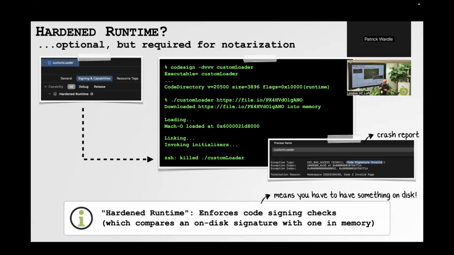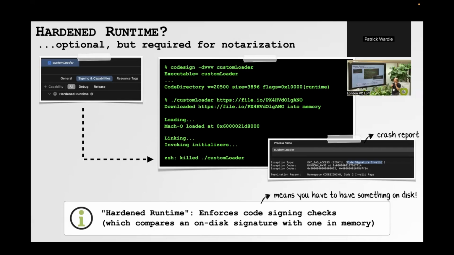Now, the next thing I want to talk about is the hardened runtime, because the hardened runtime actually thwarts or breaks this. This is because the hardened runtime enforces code signing checks. And I looked at how this is implemented: it checks that what you've loaded in memory matches what you have on disk to detect tampering. Well, what happens if you don't have anything on disk? The hardened runtime is like, yeah, GTFO, I don't like you. So that's problematic.